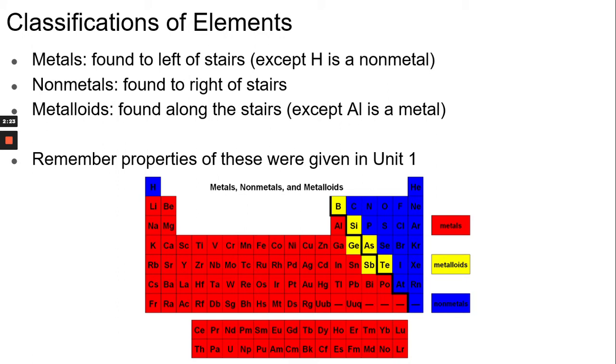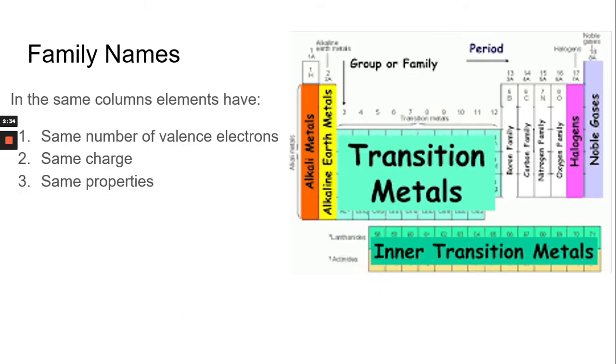We've also gone over the properties of metals, nonmetals, and metalloids back in Unit 1. So you're going to need to go back and review those notes because this is something you should have already learned. There are several family names on the periodic table, so that's what we're going to talk about next. However, what you need to know is that all families, all groups, everything in the same column has the same number of valence electrons, the same charge, so they'll gain or lose the same number of electrons, and therefore they have the same properties.